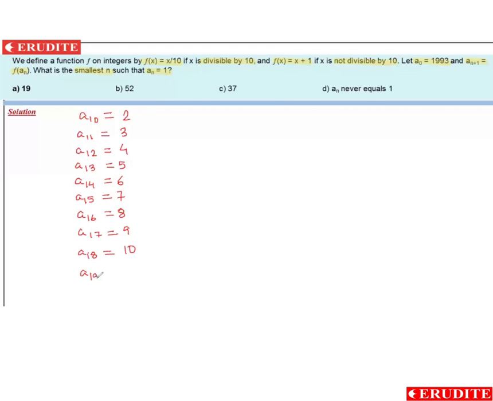So next a19 will be equal to 10 by 10, which is equal to 1. So that means the smallest value of n for which an is equal to 1 is n equal to 19. All right. So option A is the correct choice.